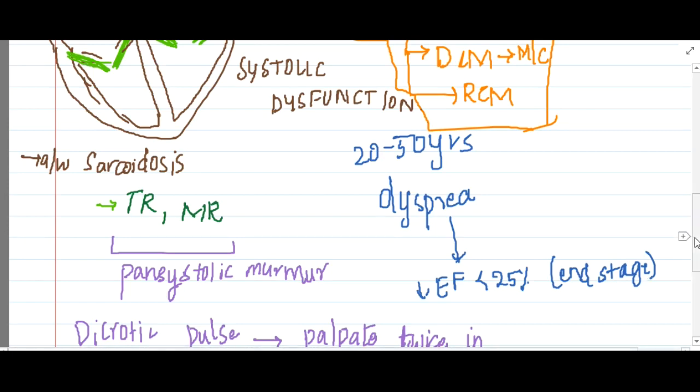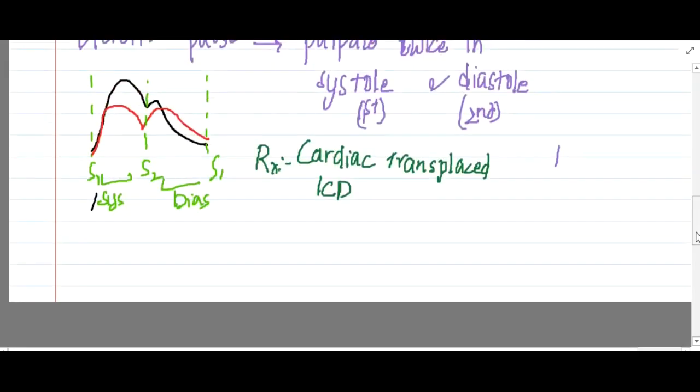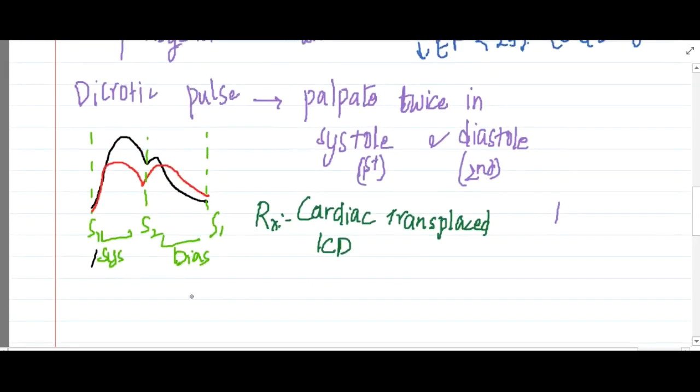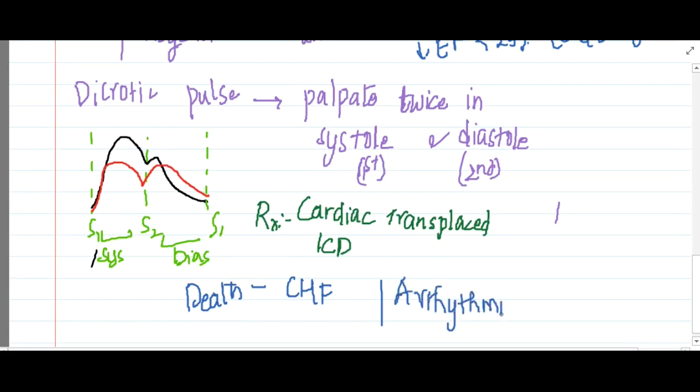Death usually occurs due to progressive congestive heart failure or arrhythmia, or sudden death can occur. The annual mortality is almost 10 to 50% of cases. And cardiac transplantation is the only treatment available for dilated cardiomyopathy.